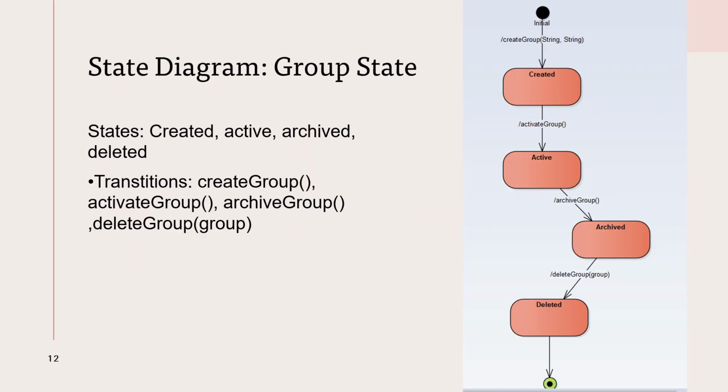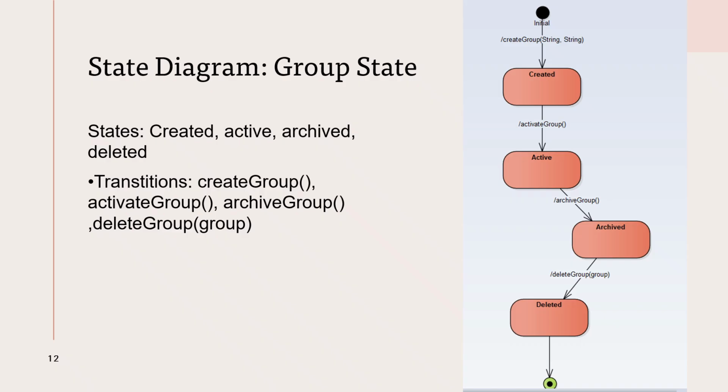Now we're going to be taking a look at my second state diagram, which is the group state, and that's like the group life cycle. A group is first placed in the created state when the user submits the group's details. Once the group is ready to be used, an example of this would be when the members start joining, it moves to the active state.